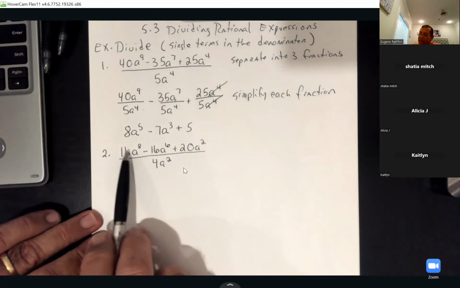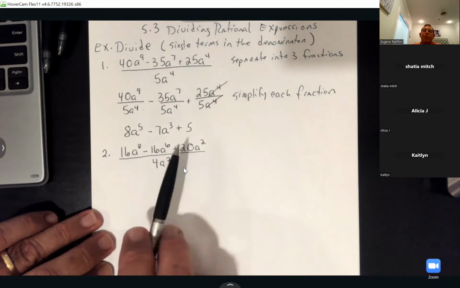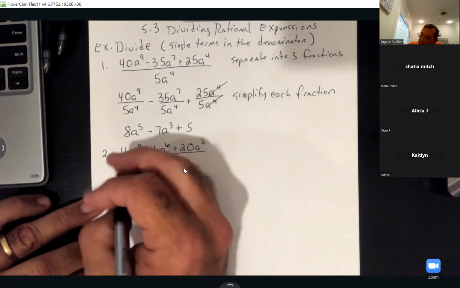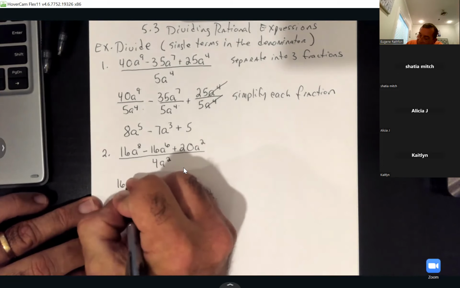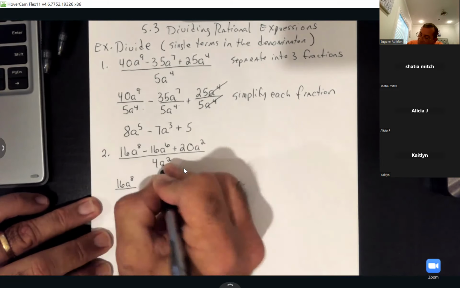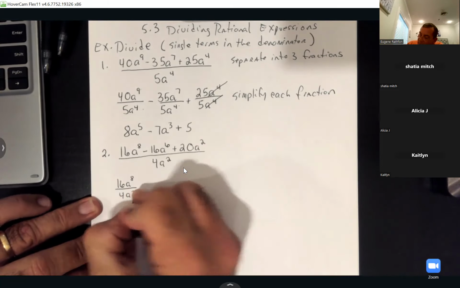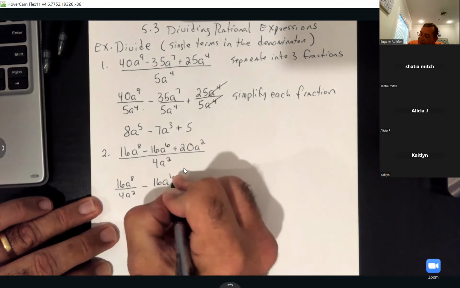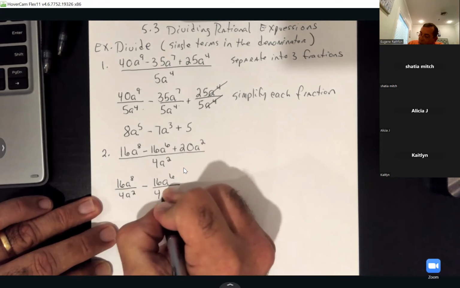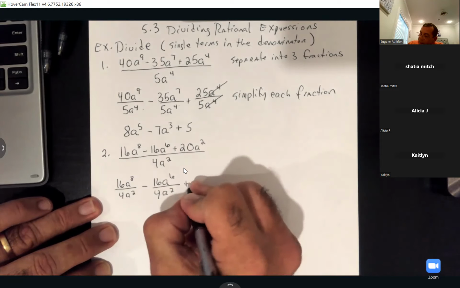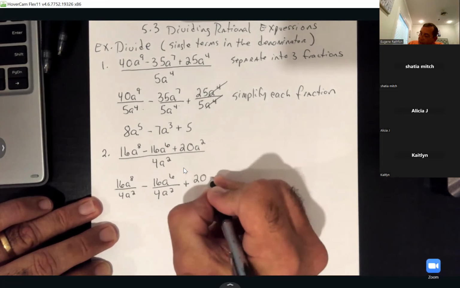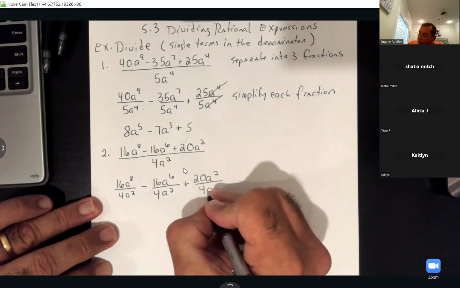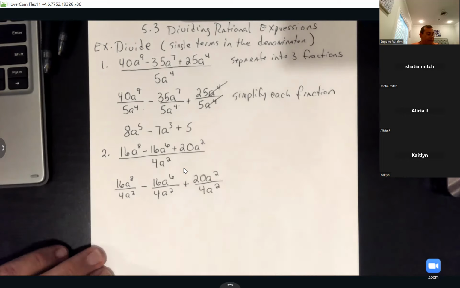So remember, the first thing, we got 3 different terms up here. So we're going to separate this into 3 fractions like we did the first one. So we'll have our 16a to the 8th over 4a squared, minus 16a to the 6th over 4a squared, plus our 20a squared over 4a squared.